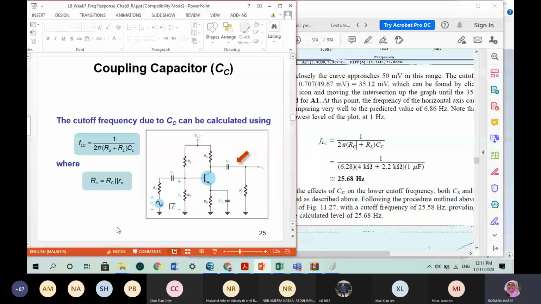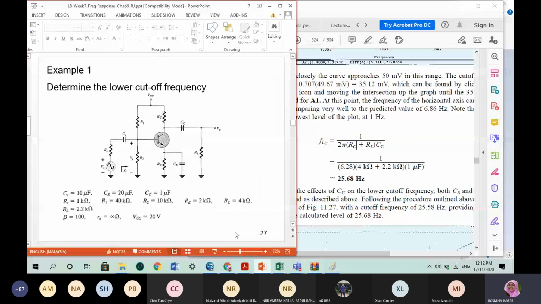If you parallel 1 million with the given RC value of 4 kilo, you will get only 4 kilo ohms in effect. So therefore, your FLC is simply 1 over 6.28, which is 2 times 3.142, times 4K plus 2.2 because of the RL given, and times 1 microfarad, which is the CC. From here, you will obtain FLC equal to 25.68.